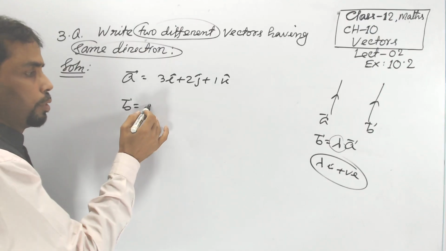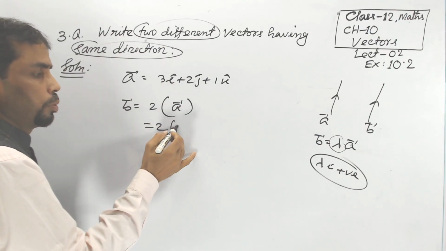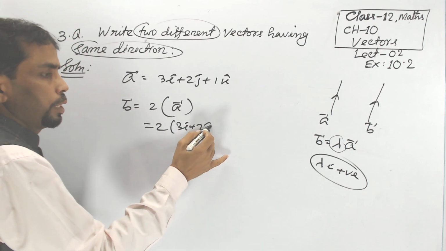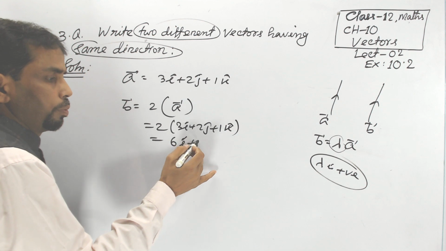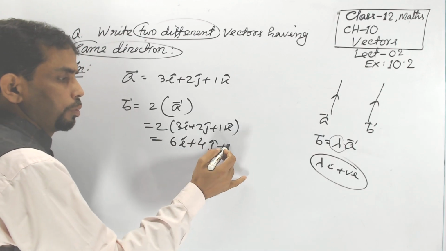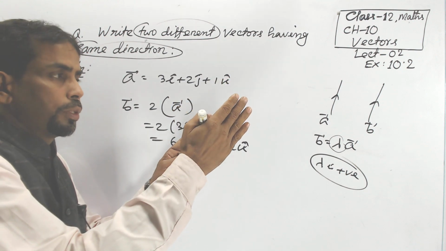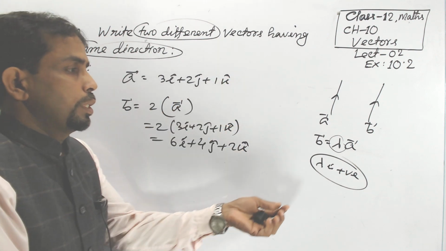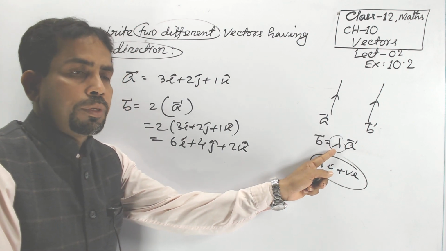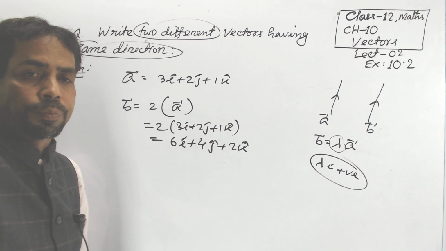So I can take lambda as 2, so B is 2 into A. So it will be 2 into 3i plus 2j plus 1k. So 2 times 3 is 6i, 2 times 2 is 4j and 2 times 1 is 2k. Like this, you can write many vectors in the same direction, but they will have different magnitudes. Lambda can be any positive value, and you can write hundreds and thousands of vectors like this in the same direction.